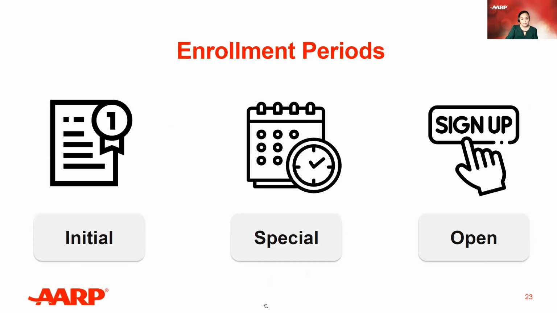There are three enrollment periods in general to think about. You hear these terms often, but it's important to know the difference between them. Initial enrollment is the very first time that you enroll in Medicare. We'll dive deeper into that. Special enrollment is a period based on a triggering life event, like retirement, for example. That's going to open up a special enrollment period that's unique to you.